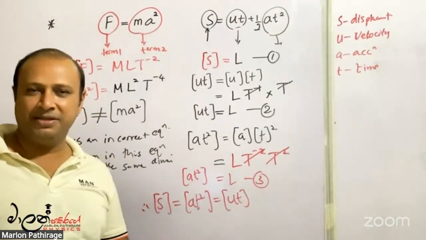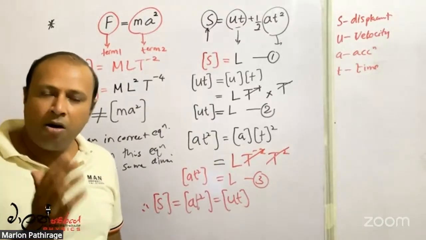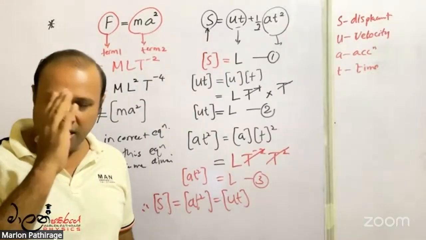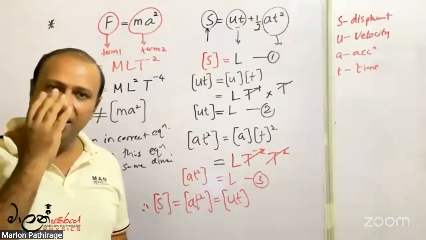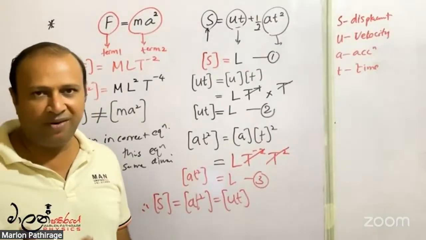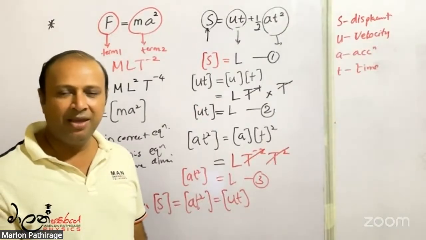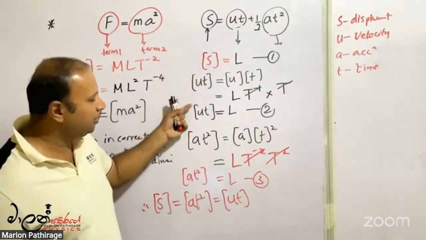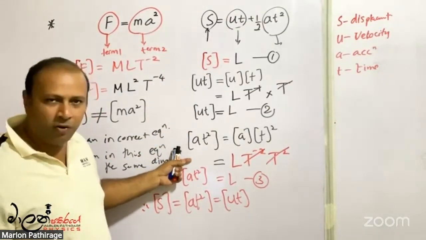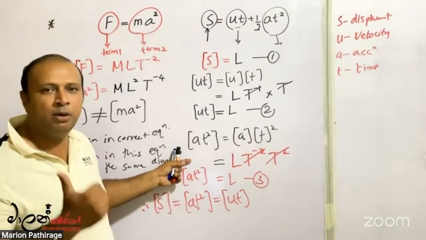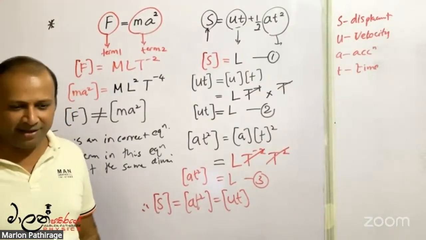The correct statement is: if it is an equation, all the terms in the equation should have the same dimension. If so, no need to worry about left hand side and right hand side, because all the terms should have the same dimension. If you consider all the terms and can show whether they have the same dimension or not, then no need to worry about left hand side or right hand side.